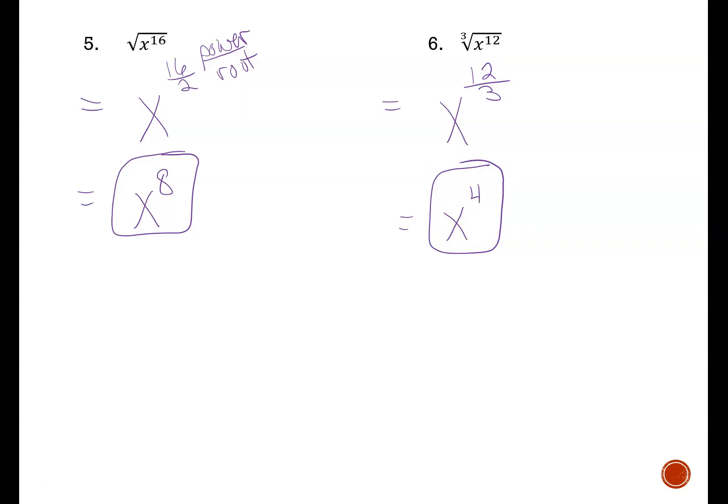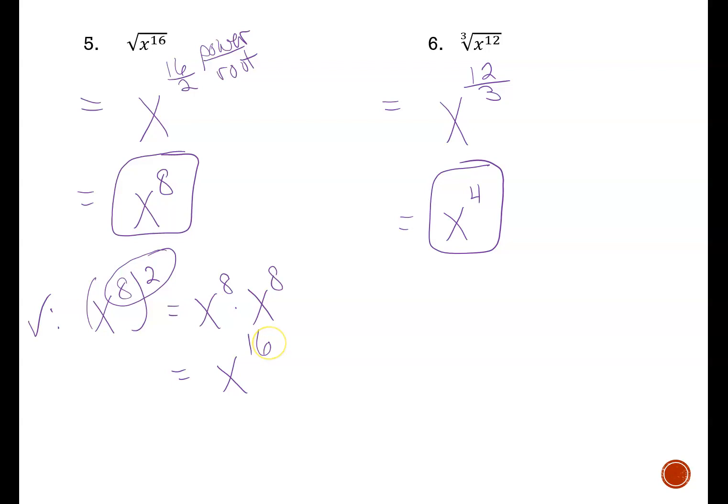Now, to show that this really does work, to just do that division, if I were to square x to the 8th, I should get x to the 16th. So x to the 8th squared means x to the 8th times x to the 8th. And when you multiply those, you add the exponents. Or maybe you remember your exponent rules, that when you have a power to another power, those multiply. So you could work it either way.